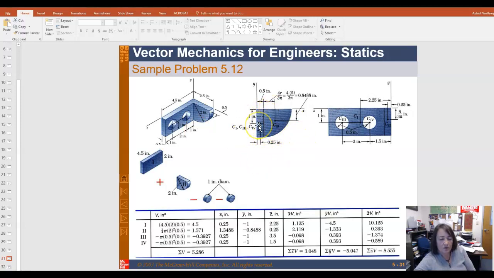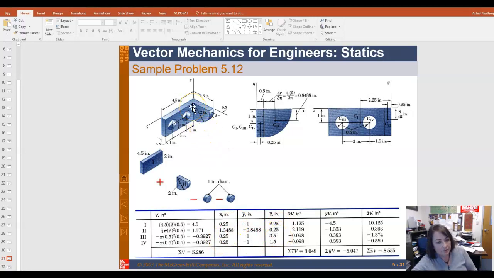So anyway, we use the tables to find the centroid of the quarter circle. We can tell by symmetry where the centroid is going to be located in the rectangular plate and the two round holes, remembering that the round holes are going to have negative volumes, and the plate and the quarter circle are going to have positive volumes. We locate x bar, y bar, and z bar.